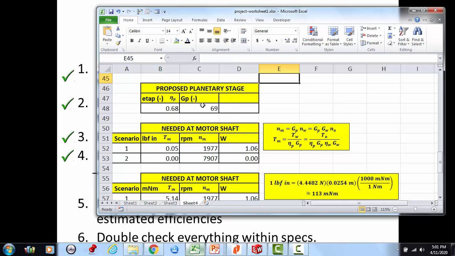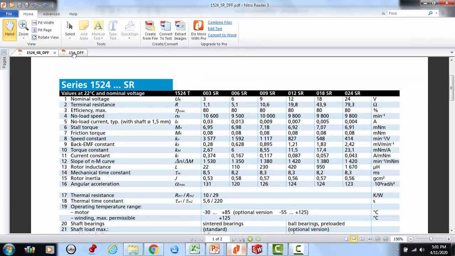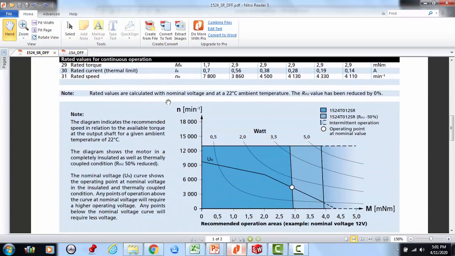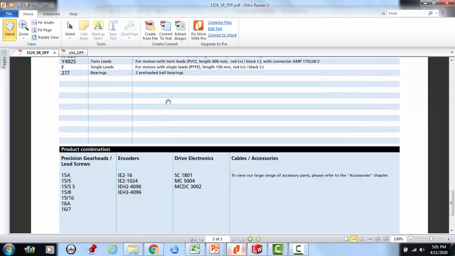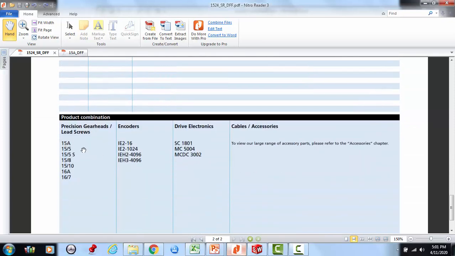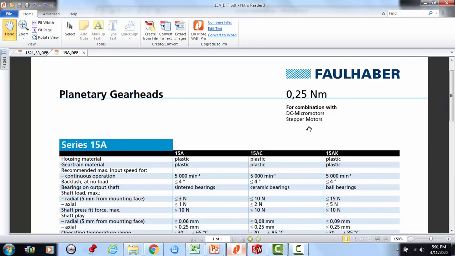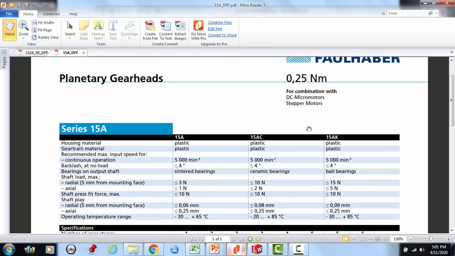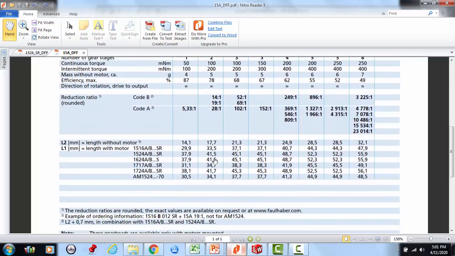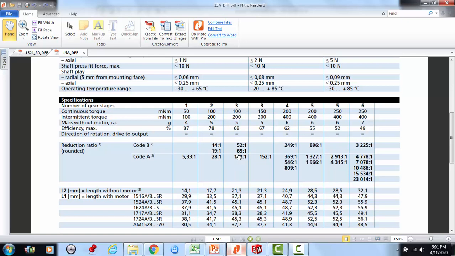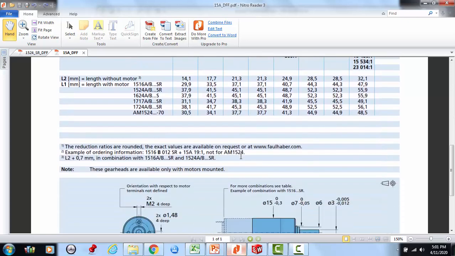For the planetary, I've got a 69:1 planetary, and it's at 68% efficiency. So let's go take a look at that. For the planetary, I looked at the motor parameter data sheet here, and it says it can connect to a 15A planetary. So bring up the 15A planetary. The reason I like this and wanted to use the 15A is because it's plastic. It's very light, and the three-stage reduction, they have a 69:1 there for me.